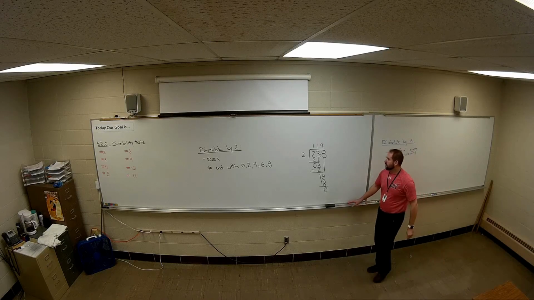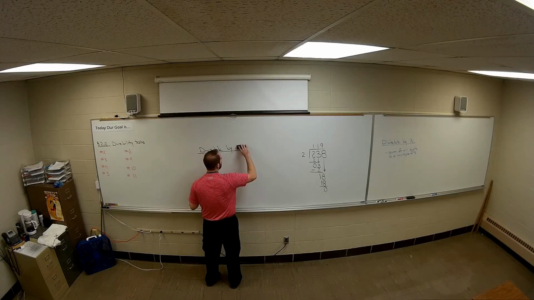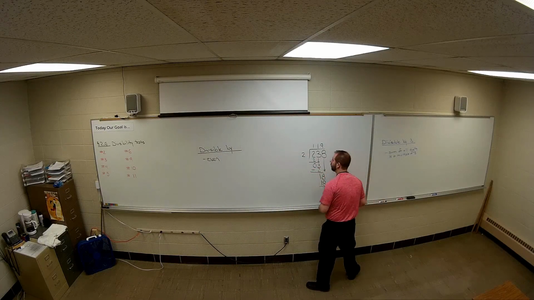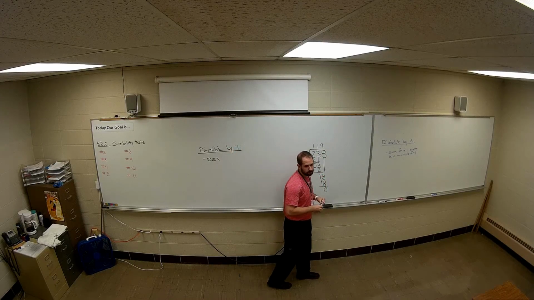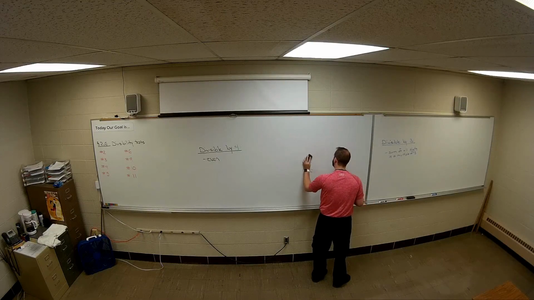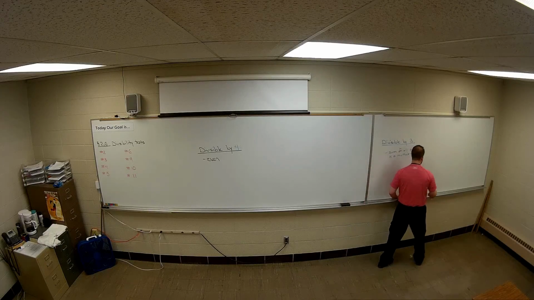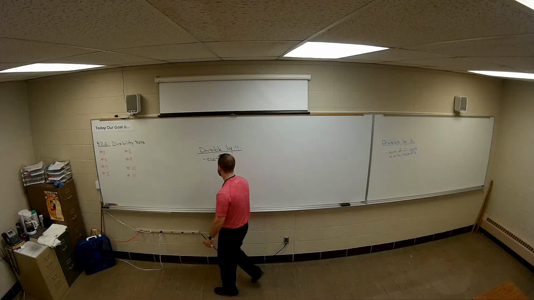Okay, now let's go to the number 4. For the number 4, if you know your number is divisible by 4, number 1, it has to be even. It has to be, because 4 has a 2 in it. So if it's going to be divisible by 2, the number has to end with an even digit. It has to end with a 0, 2, 4, 6, or 8.